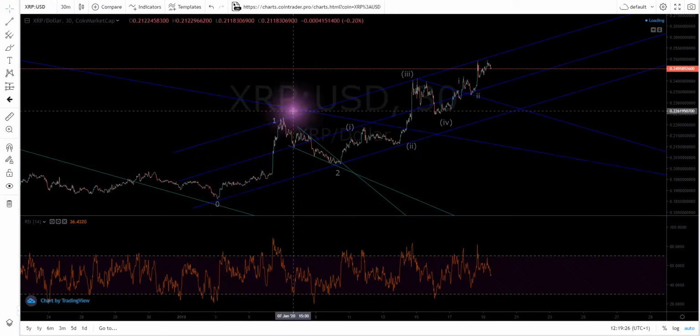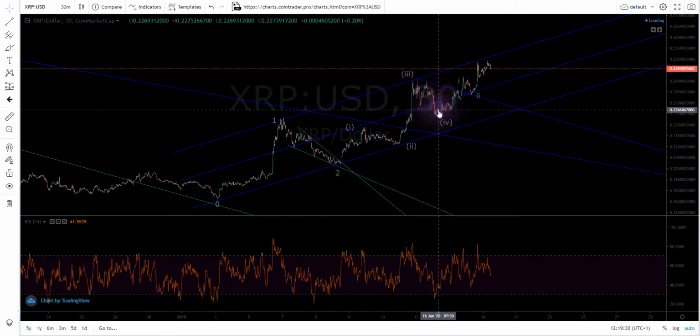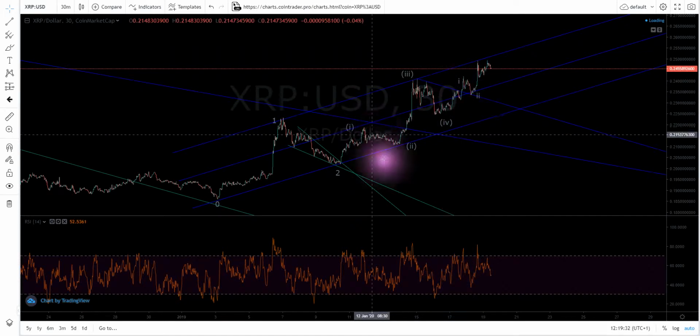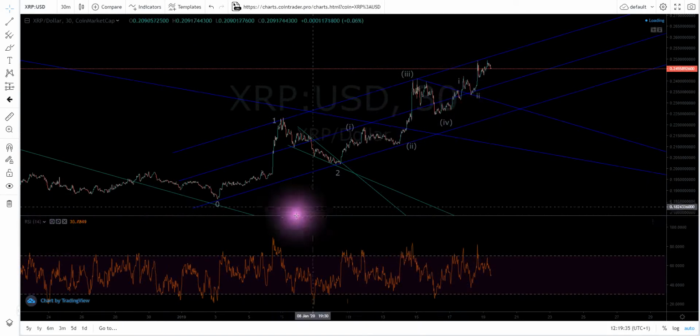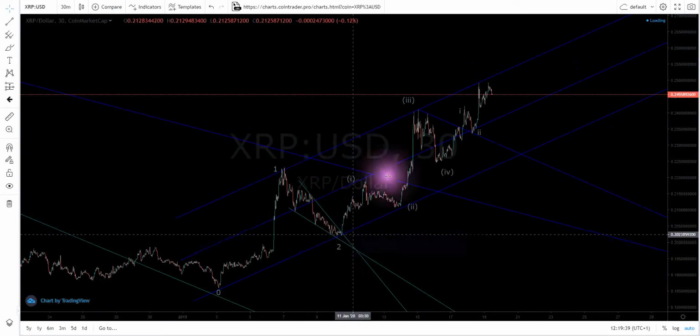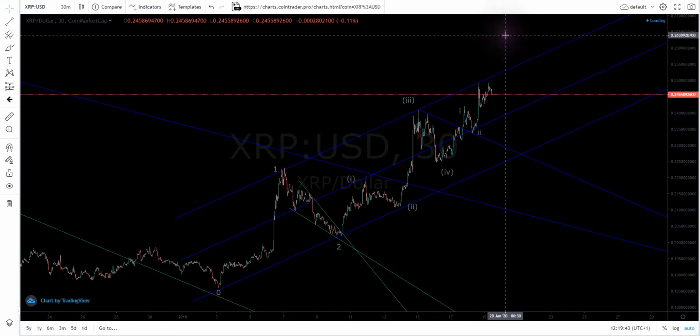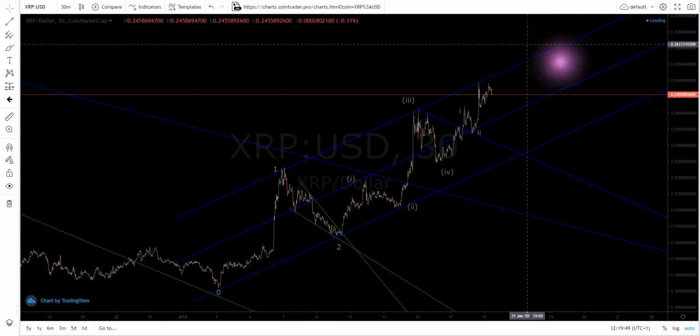So we have 5 waves up, 1, 2, and now working on the third wave, so it's bullish. I think this third wave should extend a bit. It's not really strong enough. I think it will break over the channel here and go to around 26 cents. So we get our fourth wave and then our fifth wave.